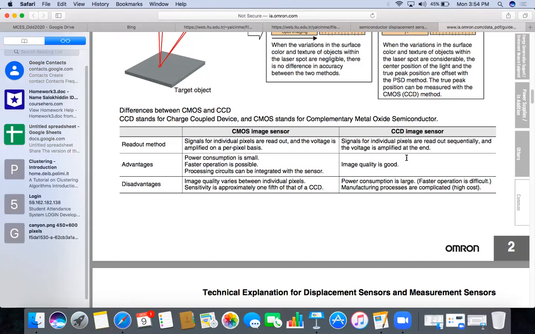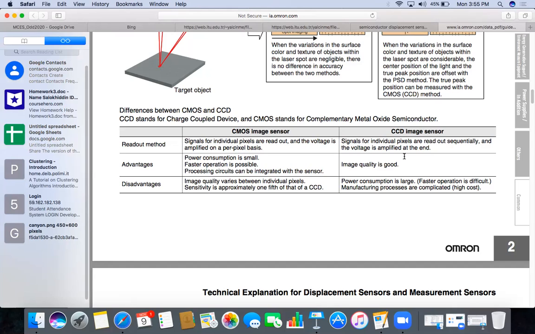Advantages. For the first method, that is the CMOS image sensor, power consumption is small, faster operation is possible, and the processing circuit can be integrated with the sensor.